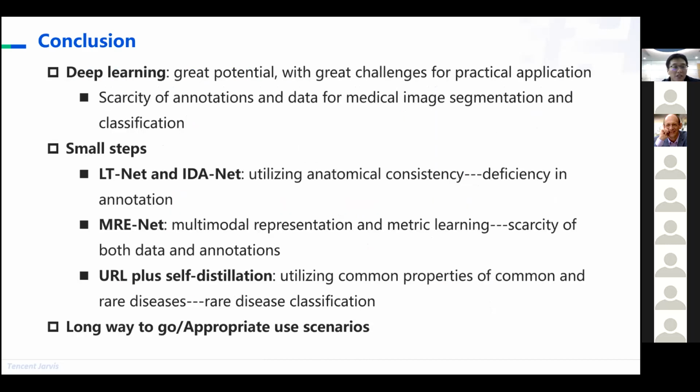So the conclusion here is that deep learning has great potential, yet with great challenges for practical application. In this work, we look at the problem of scarcity of annotations and data for medical image segmentation and classification. So we have made some small steps here, presenting some works. However, I do believe there is a long way to go.